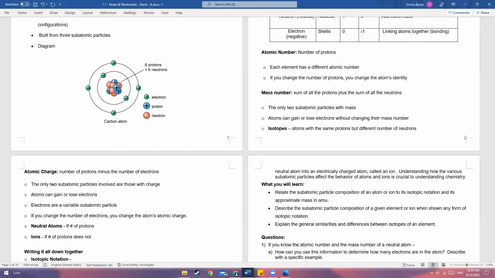To be a neutral atom, the number of protons has to equal the number of electrons. And for ions, the number of protons does not equal the number of electrons. So in other words, it doesn't have a neutral charge.